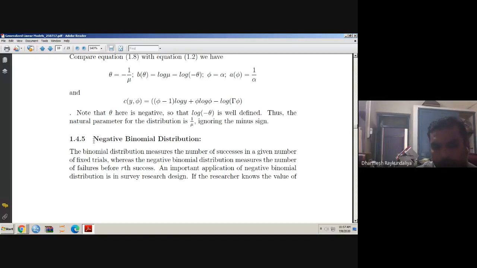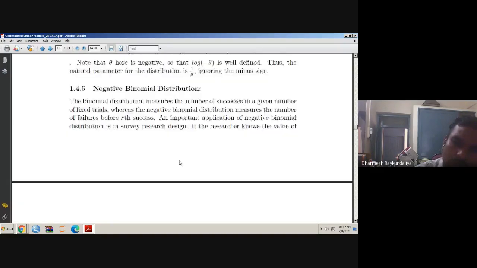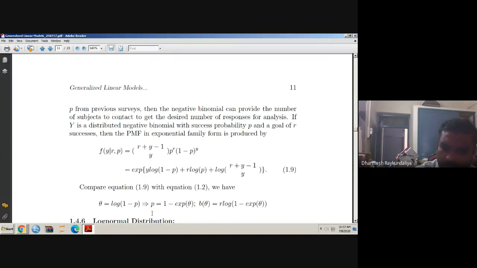The negative binomial distribution has lots of application in survey research design. If we have information about the probability of success from a previous survey, then we can identify how many individuals we need to survey. So this is the probability mass function of a generalized negative binomial distribution. Then we write it in the form of the exponential family, and compare it. We get theta equal to log 1 minus p, and b theta equal to minus r log p. Here it should be minus.